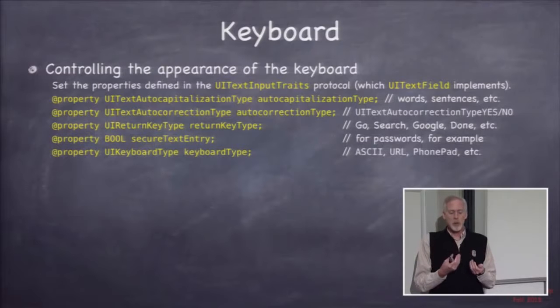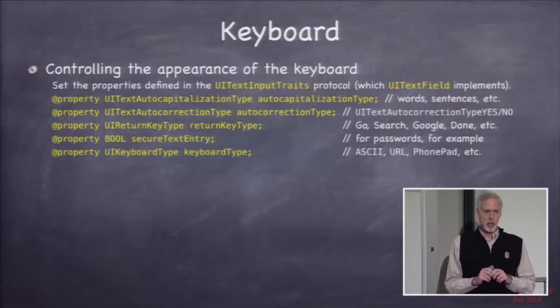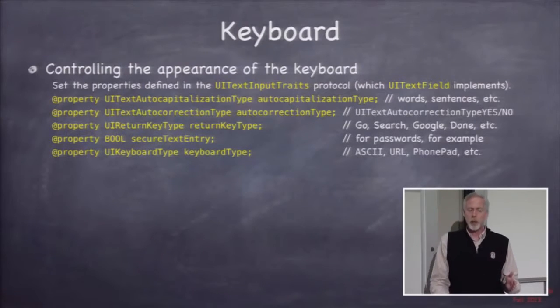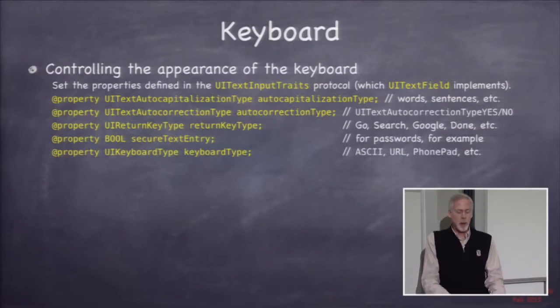Okay? And those objects, those classes, will all implement this protocol called UI text input traits. So this is a set of properties that you can set on a text field or on a text view that aren't really controlling anything about the text view or the text field. They're controlling the properties of the keyboard that they would bring up. All right? So what are some of the properties you can have?